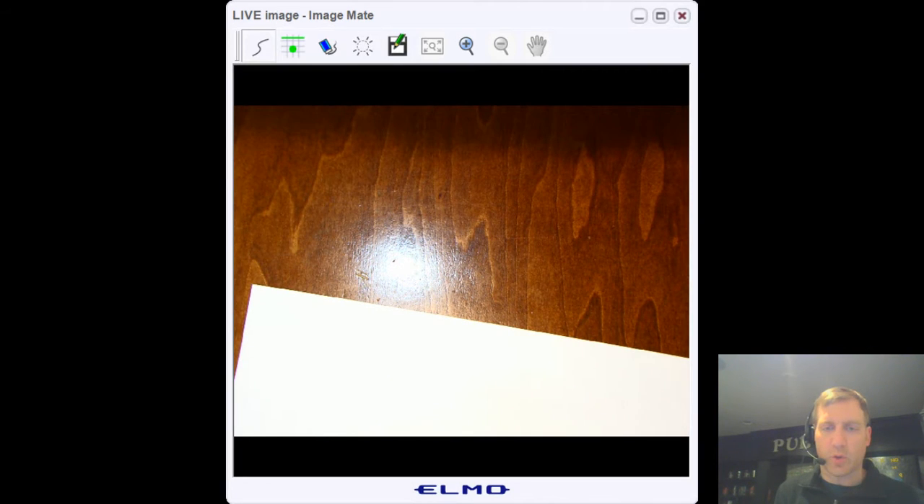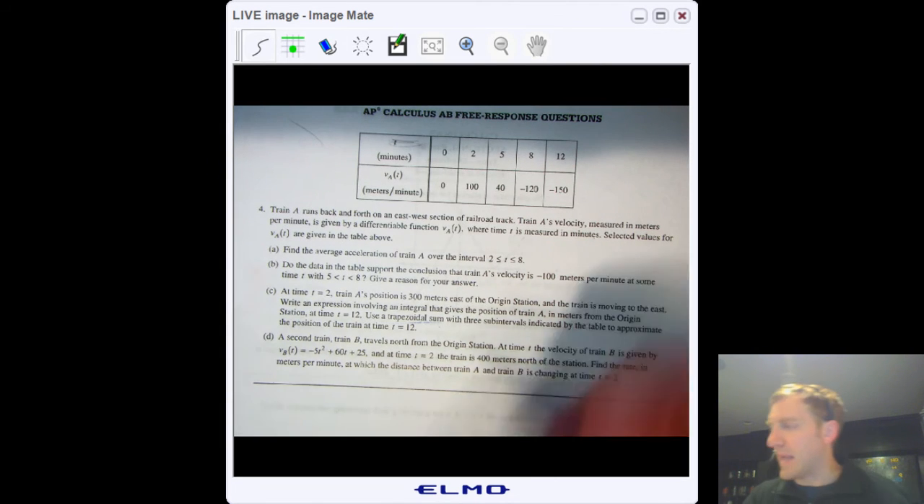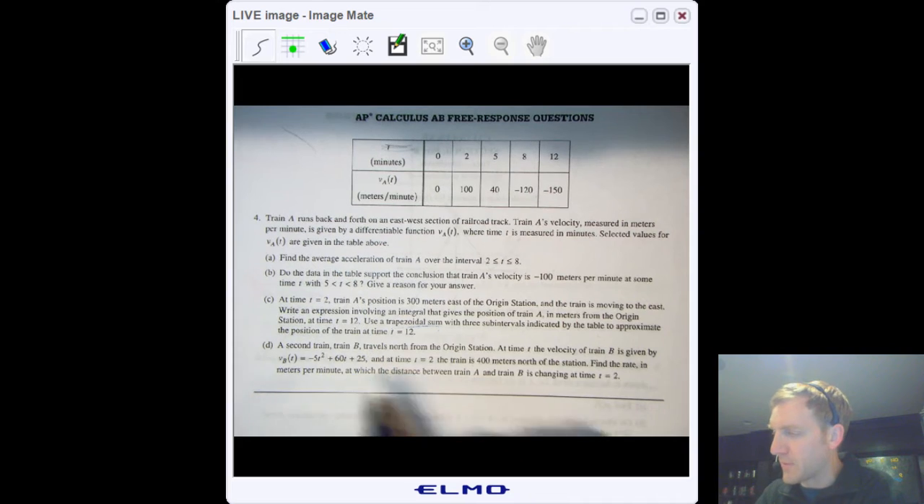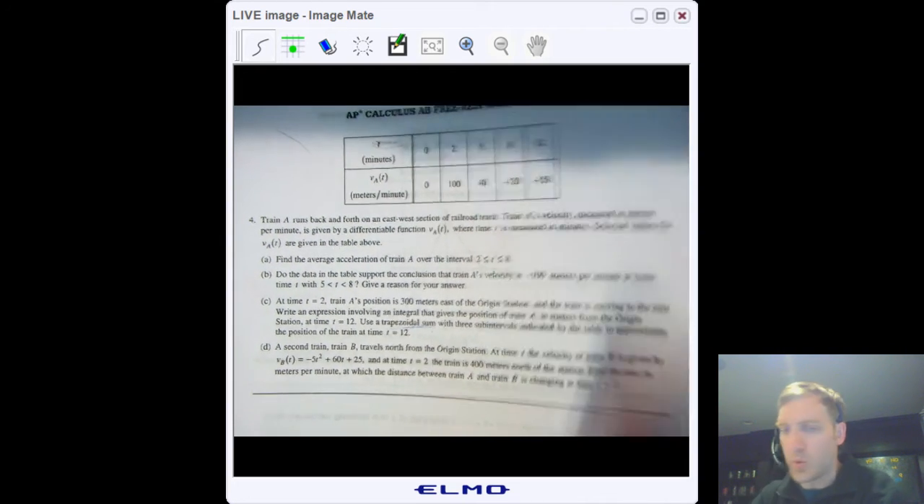Moving on now to question 4. You have a velocity of train A at different time periods given here. And they ask some different questions. Part A, find the average acceleration from the interval from 2 to 8.